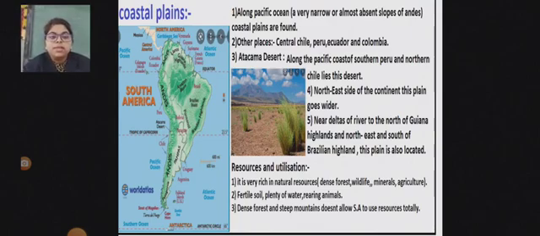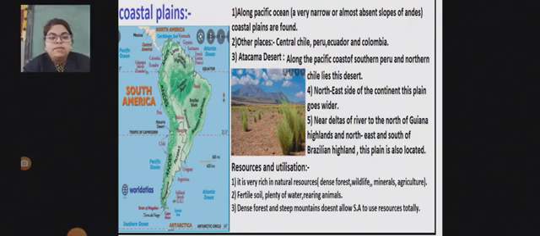Now let's talk about the resources and the utilization of South America. This continent, South America, is very rich in natural resources, whether we are talking about minerals, agriculture, wildlife, then the dense forest, etc. Everything is available there. The soil here is very fertile, plenty of water is available, and rearing of animals is also done. The dense forest and steep mountains don't allow South America to use natural resources totally.